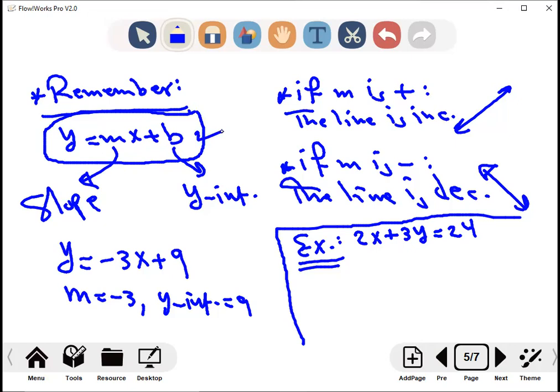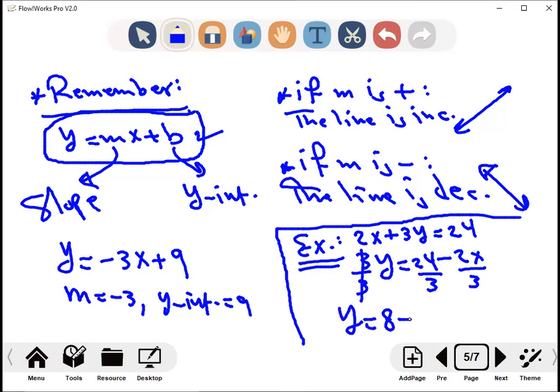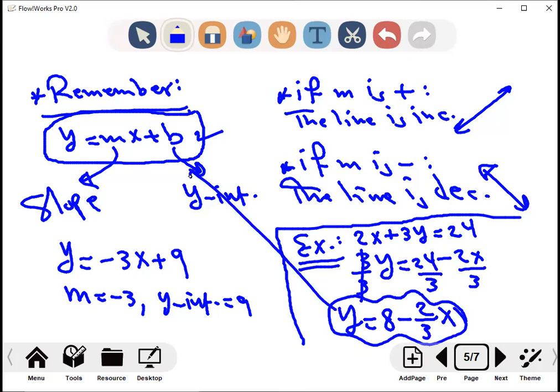How? Shift and divide. So 3y equals 24 minus 2x, divided by 3, divided by 3, divided by 3, right? So y is how much? 8 minus 2 over 3 x. Now take a look here and here. They are similar now, right? Now I'm ready. What's m? It is not 8. It is the value beside x. So m is negative 2 over 3. What's the y-intercept? It is the 8. Get it?